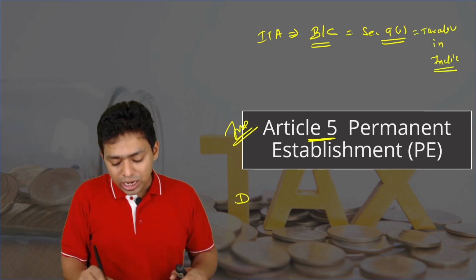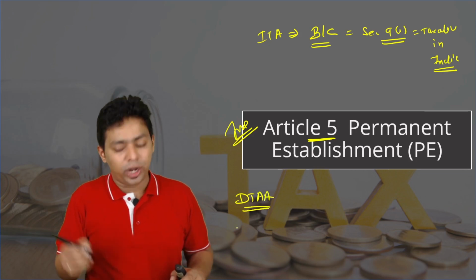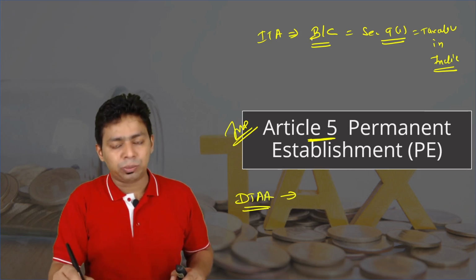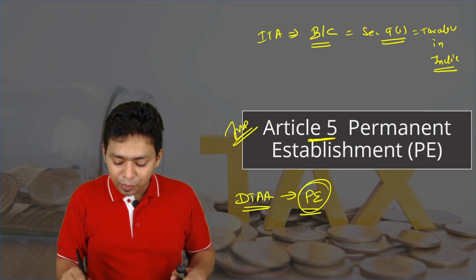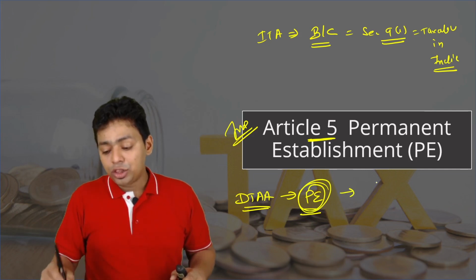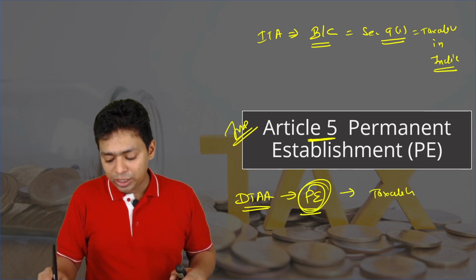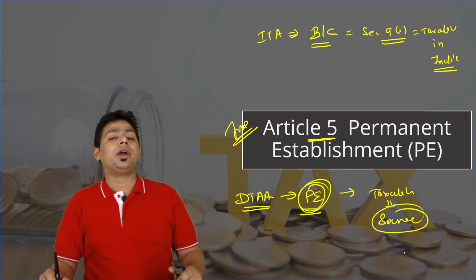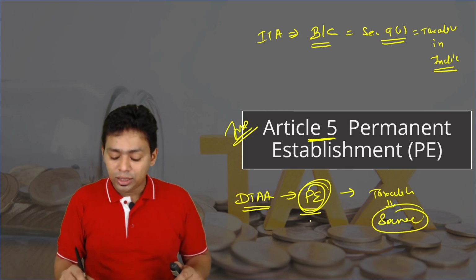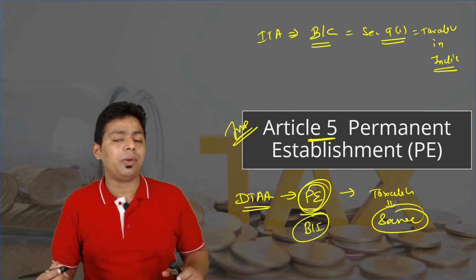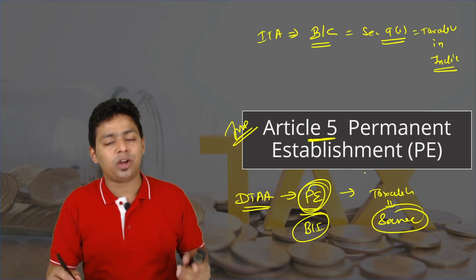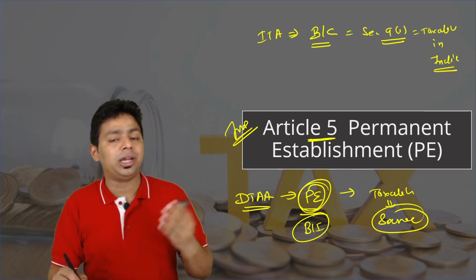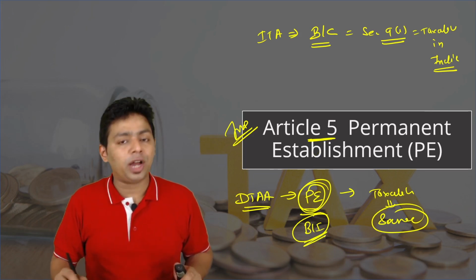But according to the DTAA, Double Taxation Avoidance Agreement, they don't follow the concept of business connection. They follow the concept of permanent establishment. If you are having a permanent establishment in India, then only will income become taxable in the source country. Otherwise, this particular income will become taxable in the residence country. This is applicable for business income, because the place of permanent establishment is important only for business entities, not for income from house property or dividend and interest income. So I'm talking about business income.